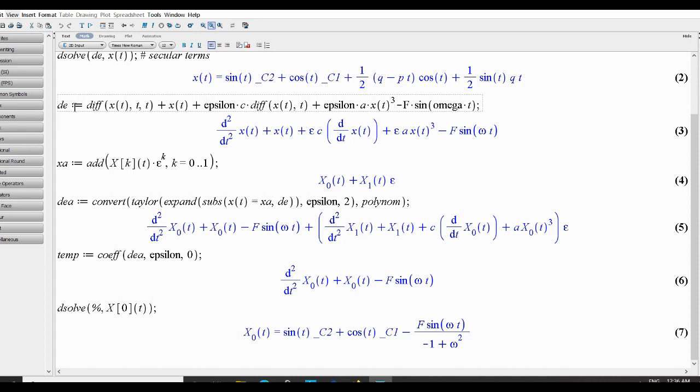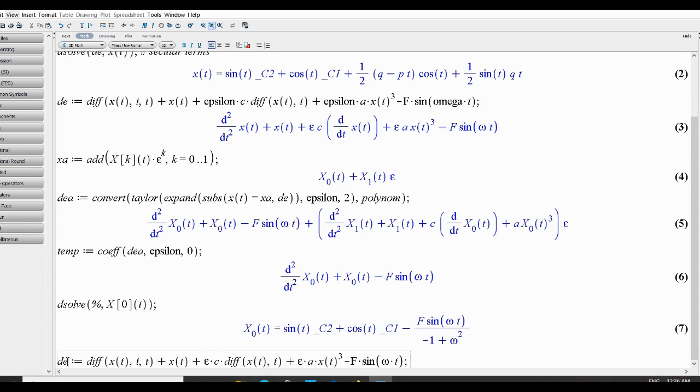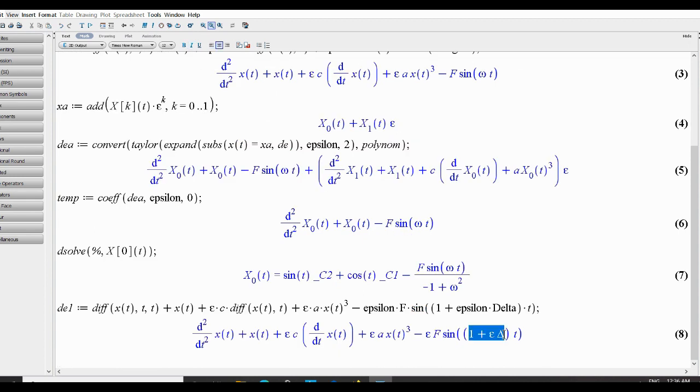So let me make a new differential equation over here, and I'll call this dE1 just to distinguish, and I will say here epsilon times, okay, and then I will say this omega, I will replace it with 1 plus epsilon times capital DELTA. So you see now my omega is close to 1. If delta is positive, that means omega is slightly more than 1. If delta is negative, that means omega is slightly less than 1.